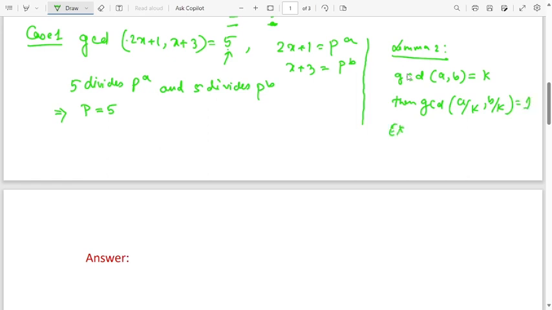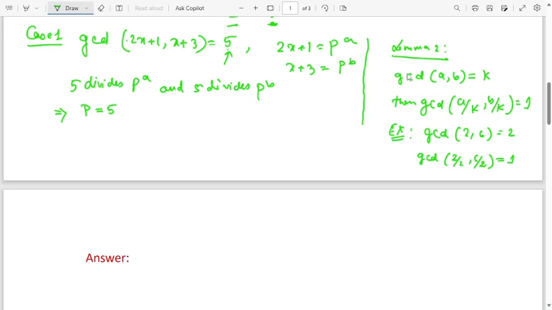Let's see an example. Suppose GCD of 2 comma 6 is equal to 2. Then GCD of 2 by 2 comma 6 by 2 is what will come? It will be 1. Yes, because it's 1 comma 3.